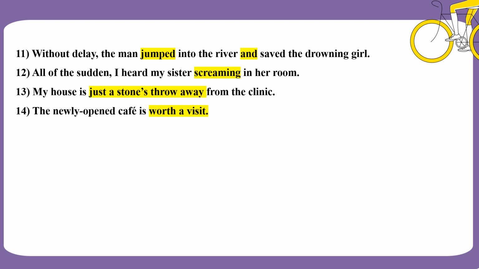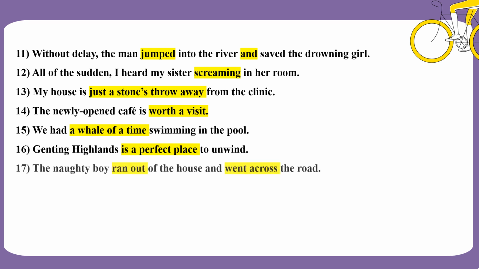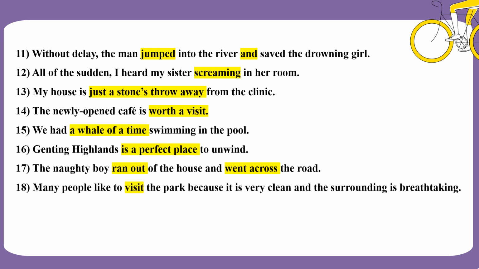Number 14. The newly opened cafe is worth a visit. There's a missing a. 15. We had a view of a time. A view of a time, not a whole of a time. 16. It's a. There's a missing a. A perfect place to unwind. Number 17. The naughty boy ran out of, and went across. Okay, past tense lah. Cannot say go across, went across. 18. Many people like to after to base form visit.